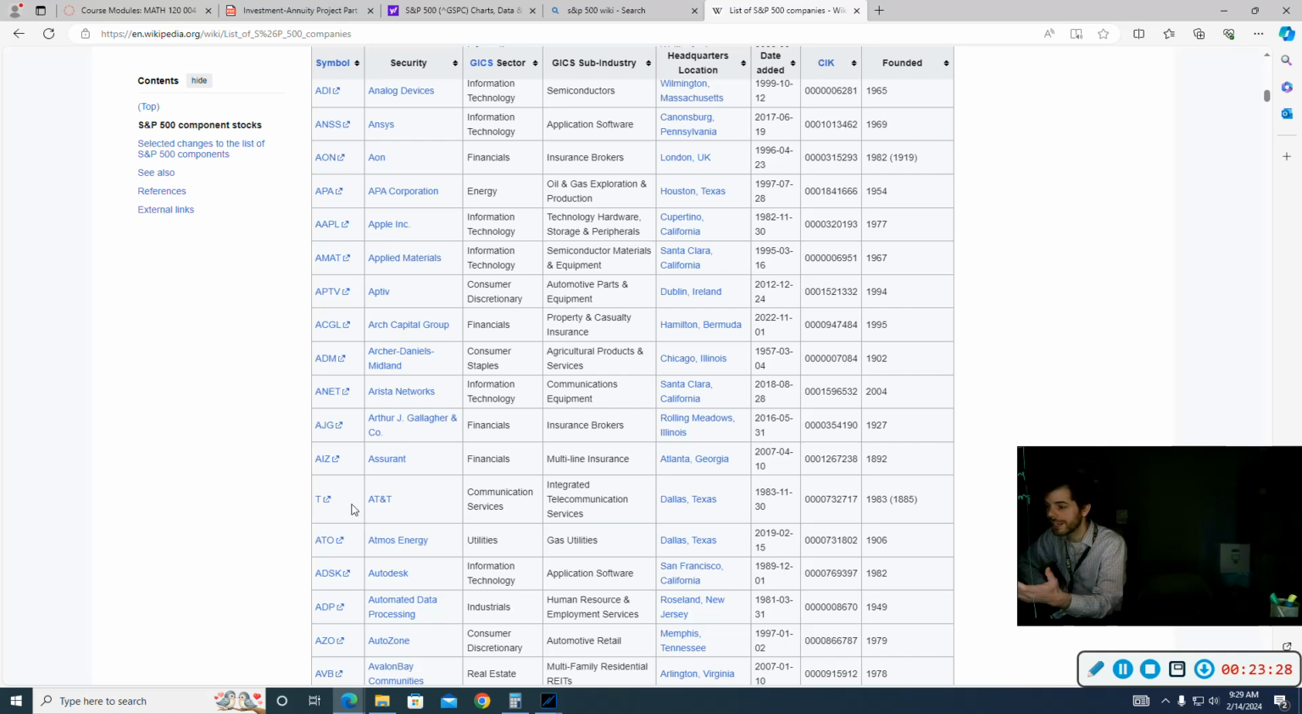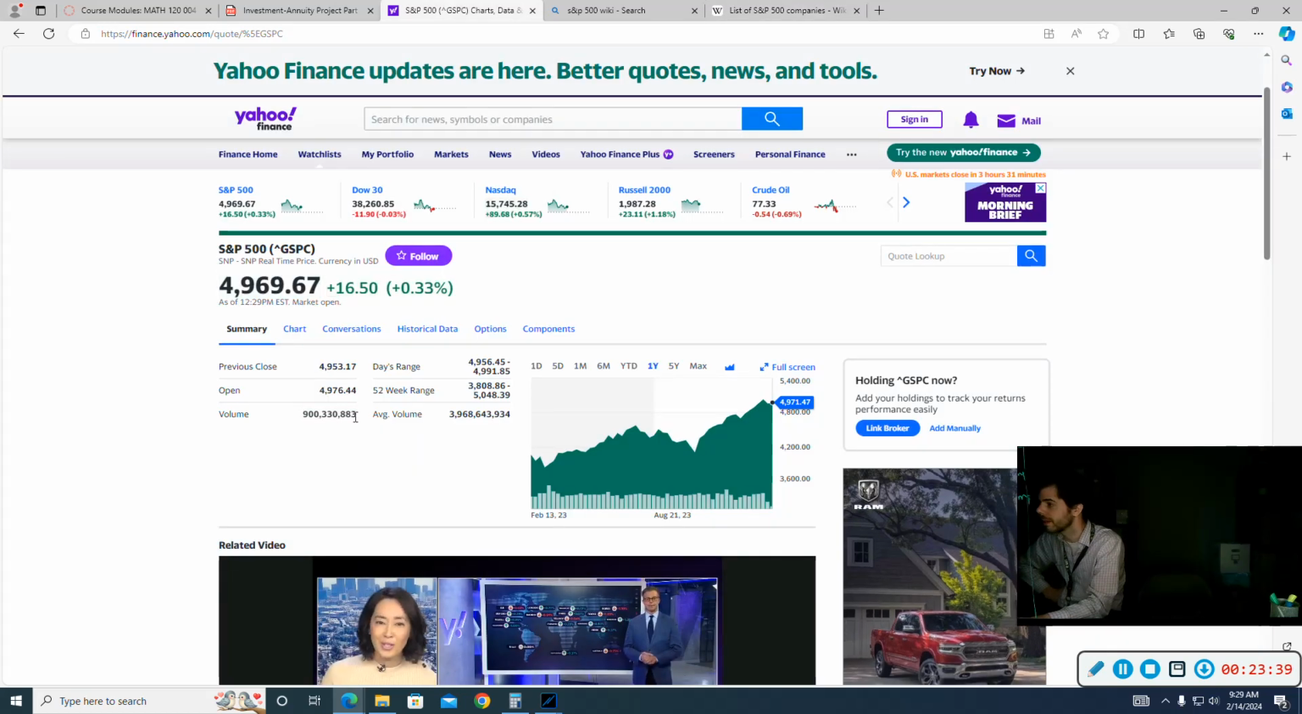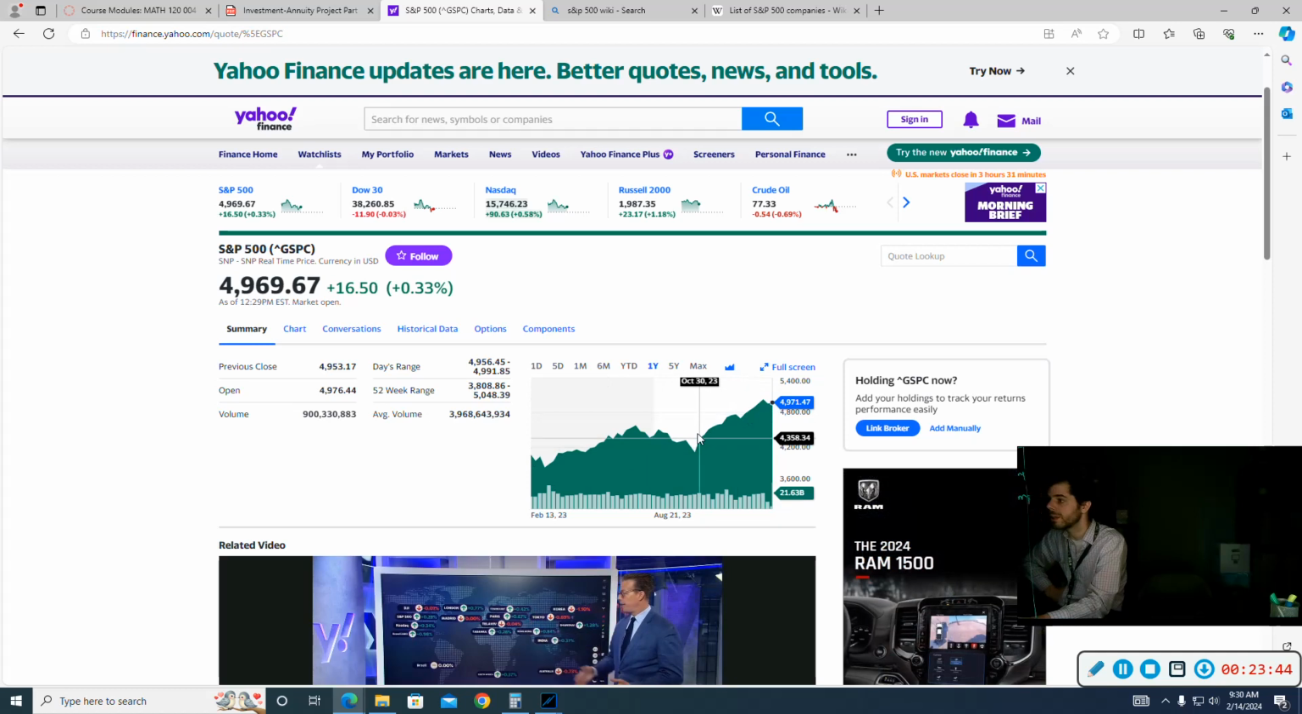To be on this list right now, you have to be one of the top performing companies in the country, right? So you could potentially invest, instead of in a single company, in one of these indexes, right? And you can see how it's doing. Overall, the S&P 500 is doing really well, right?